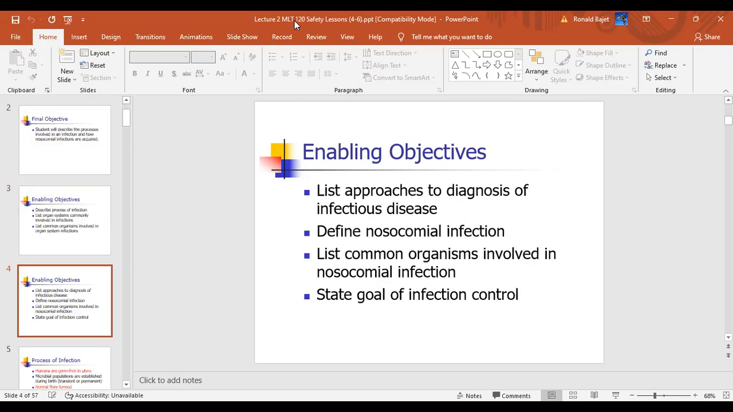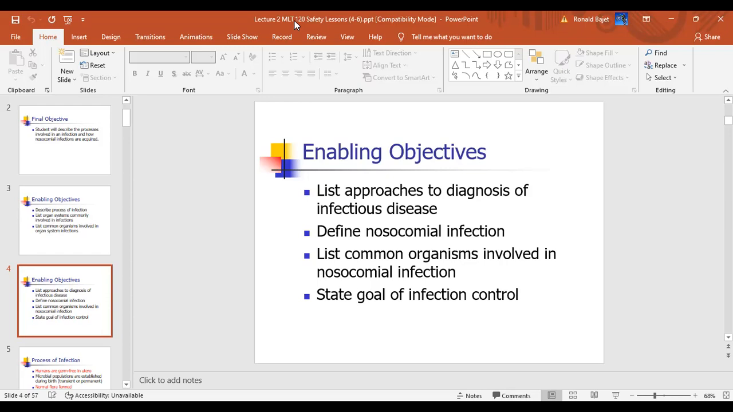You list the approaches to diagnosis of infectious diseases. That's really important because in the microbiology laboratory, and I'll mention this later, you will actually experience how you help doctors in diagnosing infections. The main doctor that will be coming to the laboratory is the infectious disease doctor, the ID doctor. He's going to come running first thing in the morning: is anything growing? Especially for joint or knee replacements.